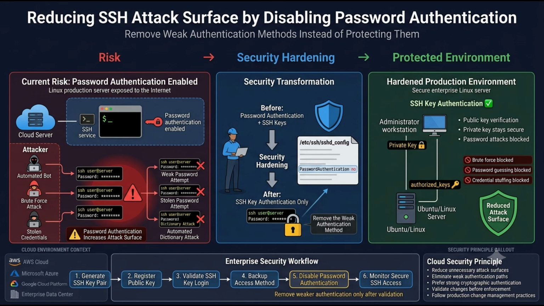or are blocked. As cloud security engineers, our goal is to reduce the attack surface. Rather than trying to protect a weaker authentication method, we remove it completely. This is a common security control implemented on production Linux servers running in AWS, Microsoft Azure, Google Cloud, and enterprise data centers. Before making any configuration changes, we'll first create a backup of the SSH server configuration. This is an important operational practice because it allows us to quickly restore the previous configuration if something goes wrong.